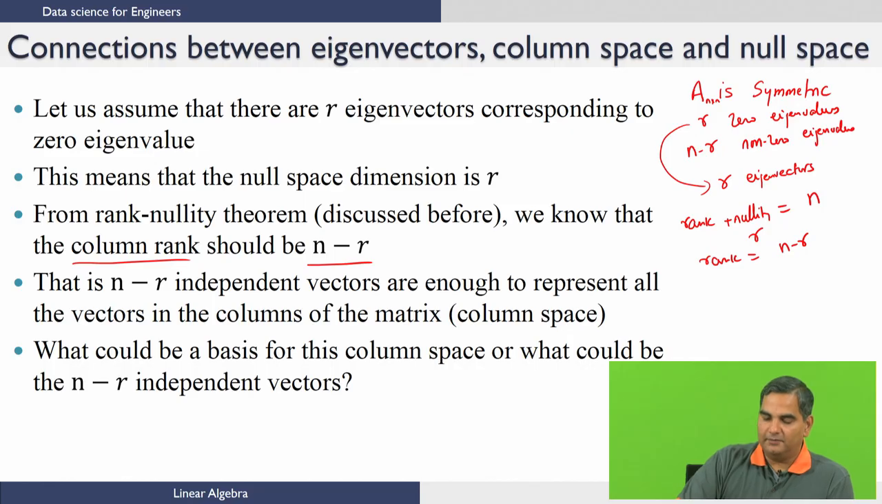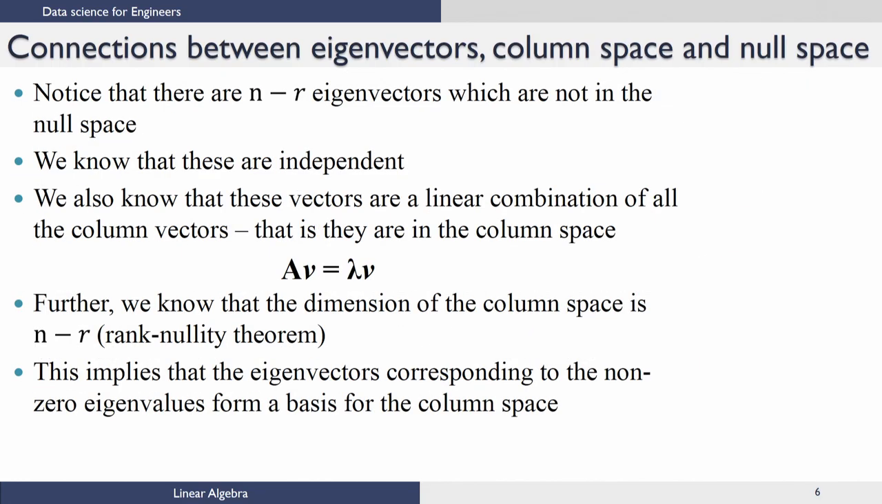This basically means that there are n minus r independent vectors in the columns of the matrix. So, one question that we might ask is the following: what could be a basis set for this column space, or what could be the n minus r independent vectors that we can use as the column subspace? There are a few things that we can notice based on what we have discussed till now.